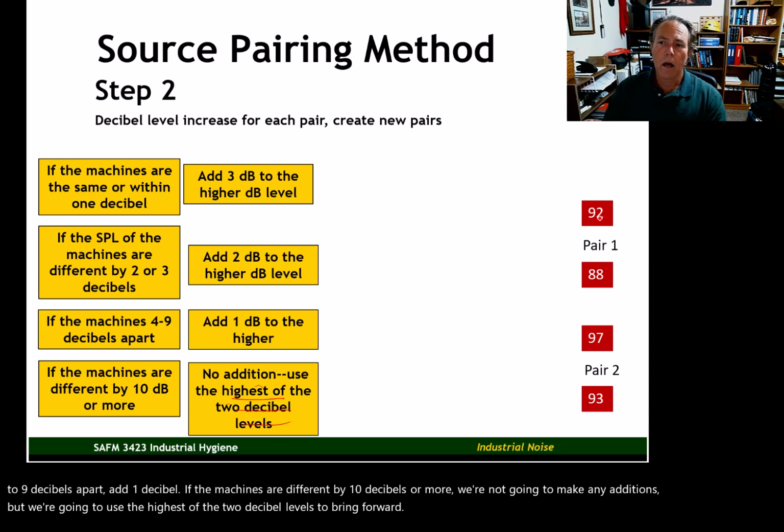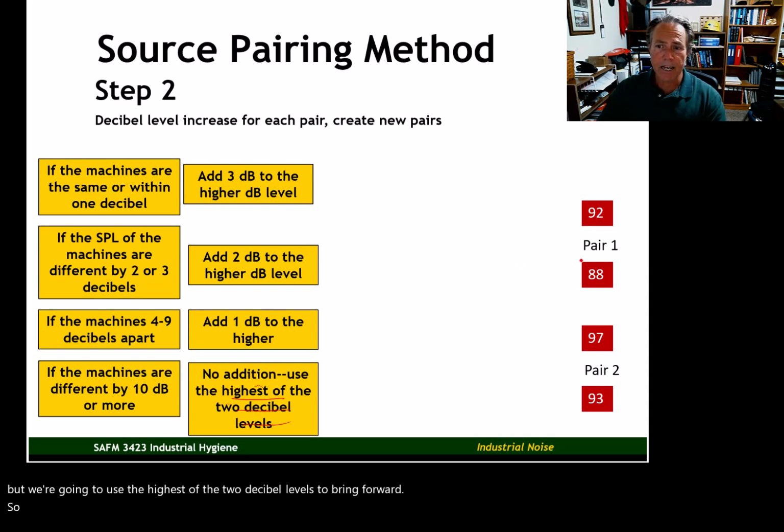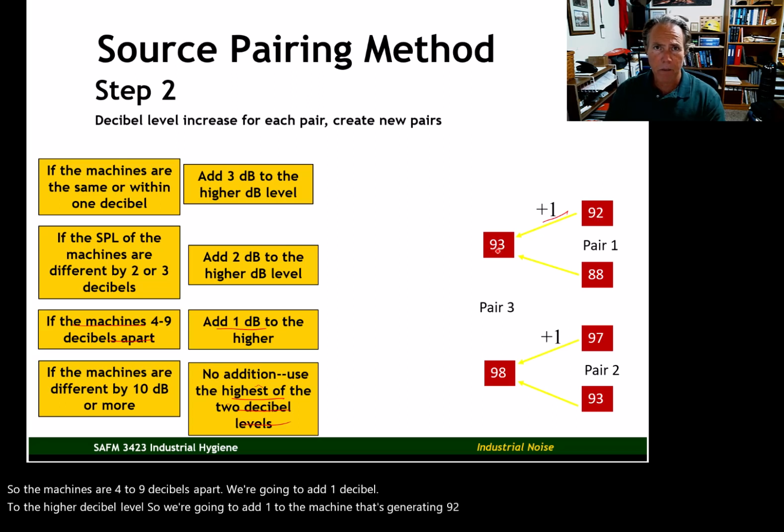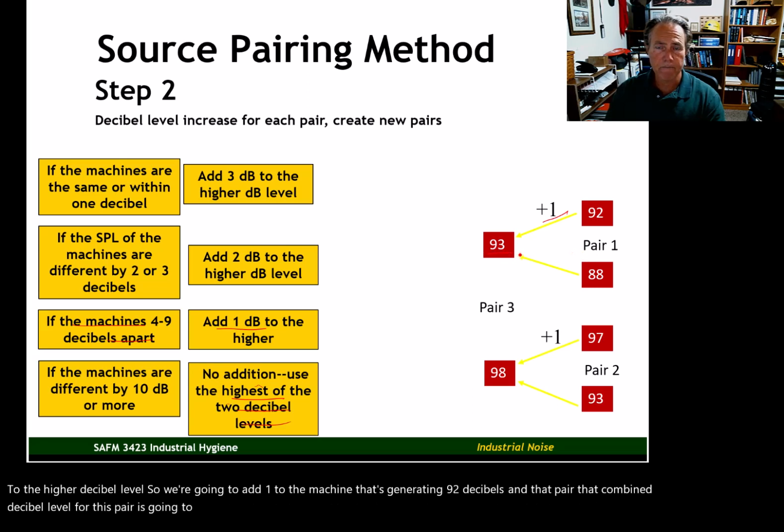So let's compare 92 and 88. There are 4 decibels separating these 2 machines. So the machines are 4 to 9 decibels apart. We're going to add 1 decibel to the higher decibel level. So we're going to add 1 to the machine that's generating 92 decibels, and the combined decibel level for this pair is going to be 93.